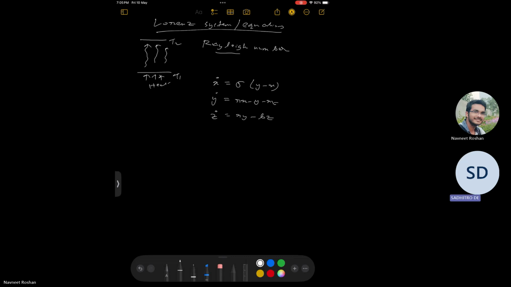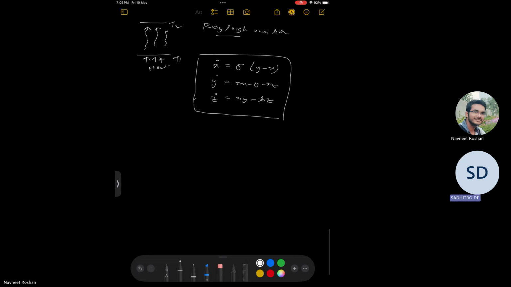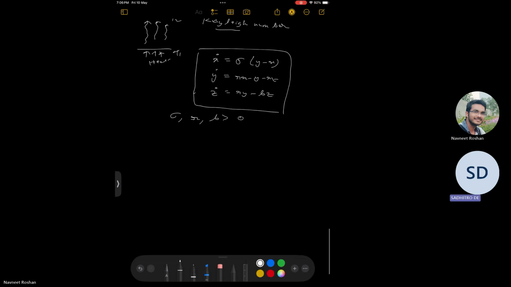So what Lorenz had found was that the parameters in the system, sigma, r and b, were all greater than 0. The Rayleigh number is basically given by the parameter r over here. So this was a measure of the Rayleigh number of the system. What Lorenz had seen was that for small values of r, the system had fixed points and limit cycle solutions, as one would expect, as we had seen in the 2D systems.